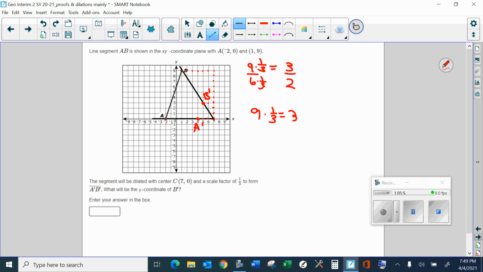Okay, and it says, what will be the y coordinate of B prime? What's that y coordinate right there? There's the y coordinate, 3. Make sure I answer that question correctly. So technically, I didn't even have to do A prime because I didn't even bother to read the question. I went and found both of them for you.